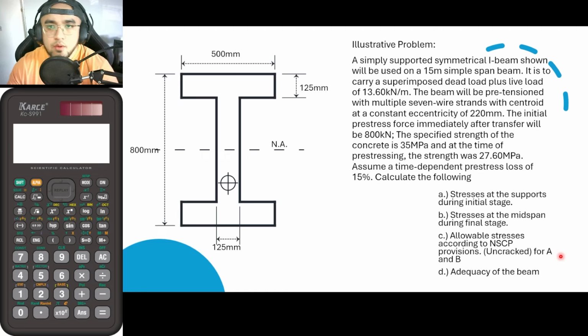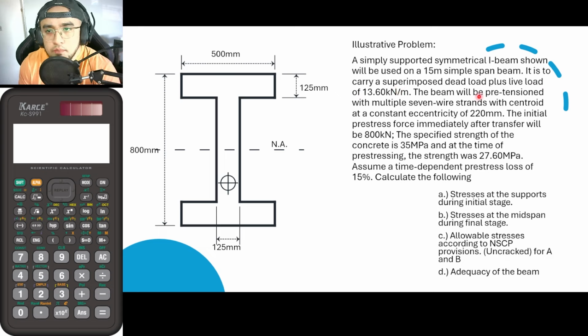So in today's video, we would now be solving for this problem for pre-stressed concrete using elastic analysis. In this problem, a simply supported symmetrical I-beam shown will be used on a 15-meter simple span beam. It is to carry a superimposed dead load plus live load of 13.6 kilonewton per meter.